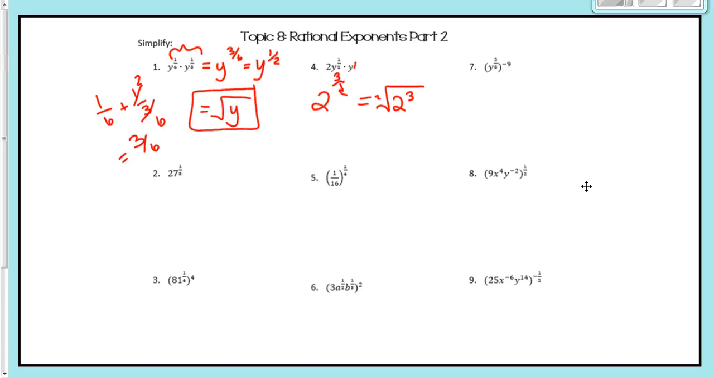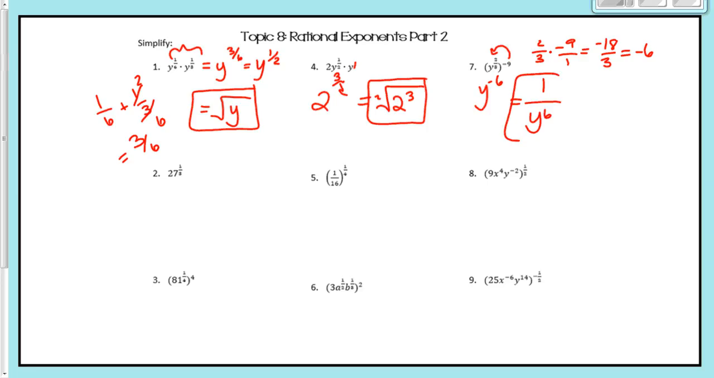Oh, sorry, I didn't even realize I'm working across. Number 7 says y to the 2/3 raised to the -9. Well, again, we learned that you just distribute the exponent. Whenever you have a power to a power, you just kind of multiply it in. So we've got y to the, well, 2/3 times -9. Put an imaginary 1 underneath it. That's -18/3, -6. Well, again, we learned with negative exponents, you flip it to the bottom. So it's 1 over y to the 6th.